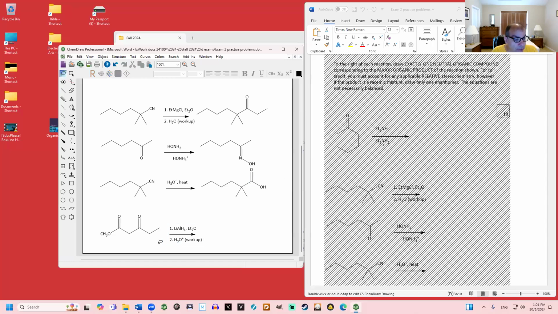And then last but not least, here we've got a compound that is both an ester and a ketone, and we're treating it with LAH. And we just said in class yesterday, LAH is a very powerful reducing agent. It reduces carboxylic acids and esters to a primary alcohol, and it also reduces ketones and aldehydes. So both of these functional groups are going to get reduced. The ester will get reduced to a primary alcohol. And the ketone will also get reduced, in this case, to a secondary alcohol.